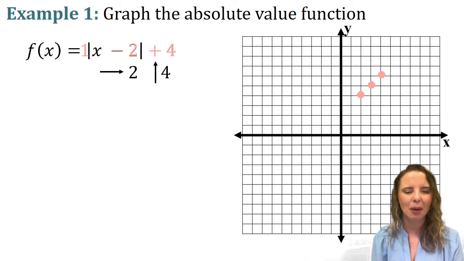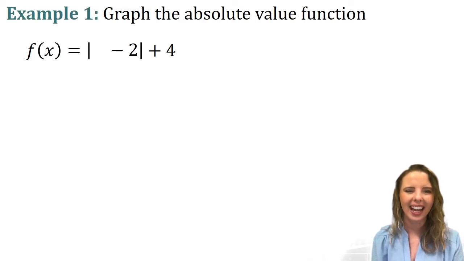But we noticed in our parent function that our graph was symmetrical to the vertex. So we also need to go up 1, left 1, and up 1, left 1, connecting all of these points. Now, I'm going to show you another method to graph the same problem, but this is just another method to give you another option.